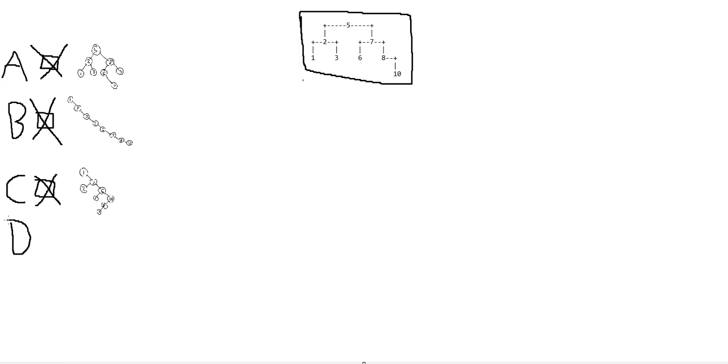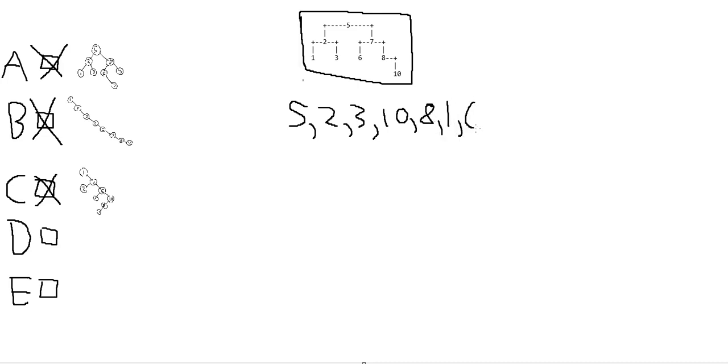D and E, we are given, both of them have 5 as the initial starting value for the sequence, so both of these have not set off our little alarm yet. Either of them could be correct. First, we're going to look at D. D is 5, 2, 3, 10, 8, 1, 6, and 7. First, we insert the 5.